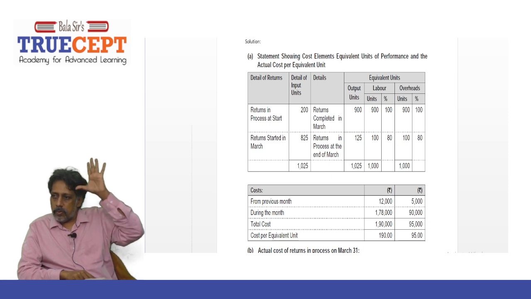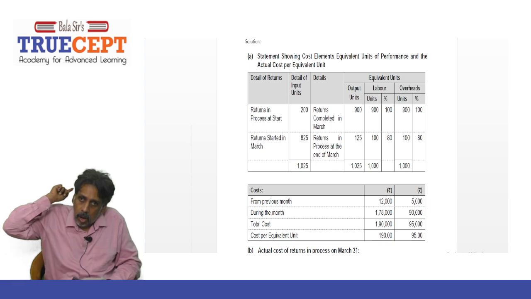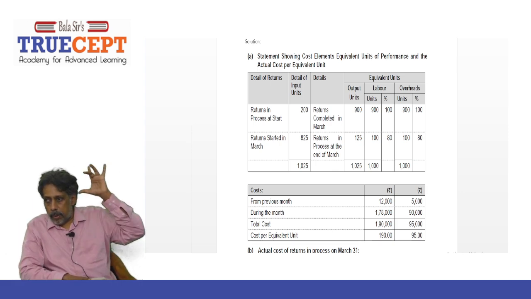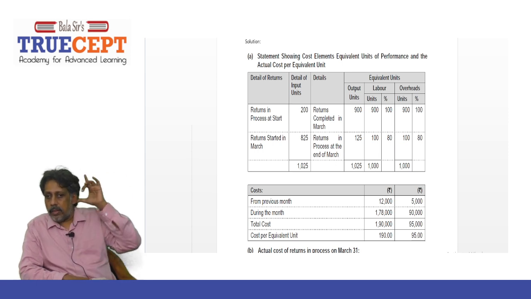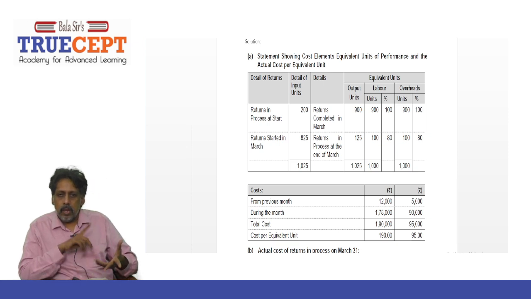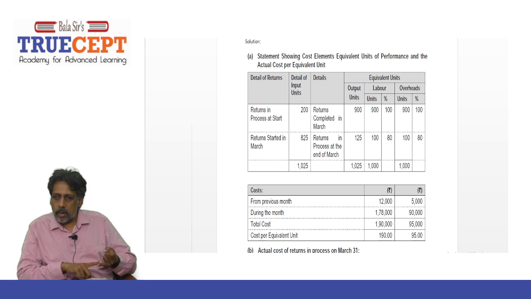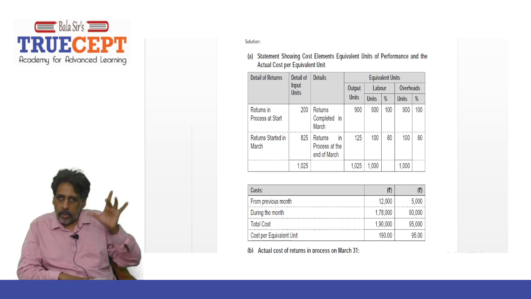Guys watching this video, if anybody has a doubt, please go back to the chapter process costing. Brush up your understanding of equivalent units of output, and then you are supposed to watch this video. So do not dive into this video straight away. You get how many equivalent units? 1000 for labor and 1000 for overheads. These are equivalent units of output, 1000 and 1000.